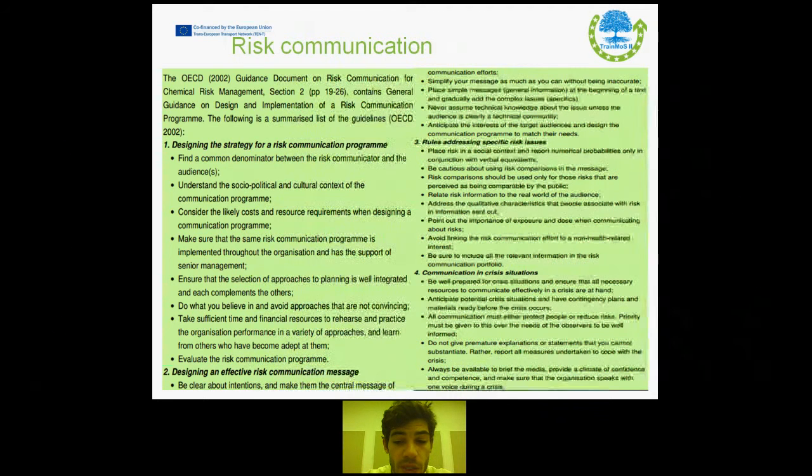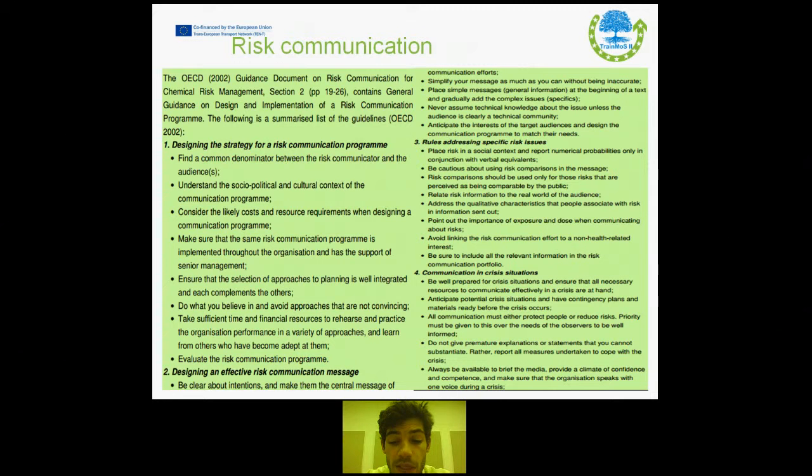Avoid linking the risk communication effort to a non-health related interest, while finally being sure to include all the relevant information in the risk communication portfolio. Finally, risk communication in crisis includes risk communication in crisis situations, where you should be well prepared and ensure that all necessary resources to communicate effectively in a crisis are at hand. Anticipate potential crisis situations and have contingency plans and materials ready before the crisis occurs.